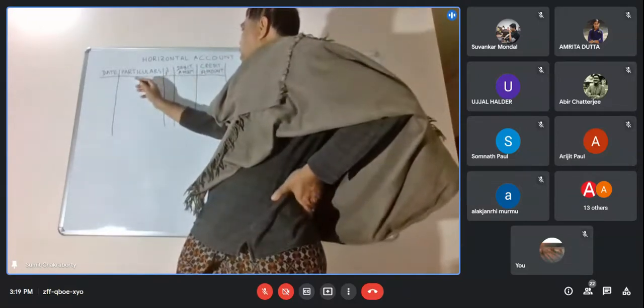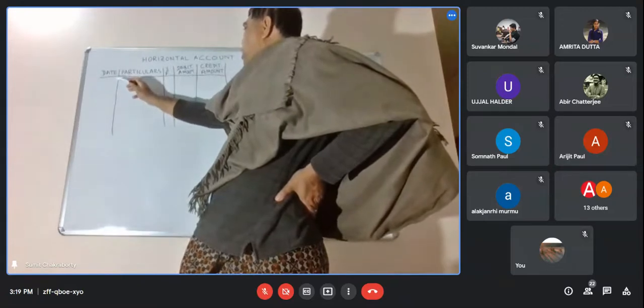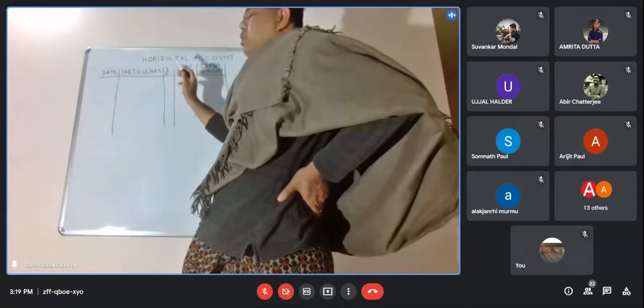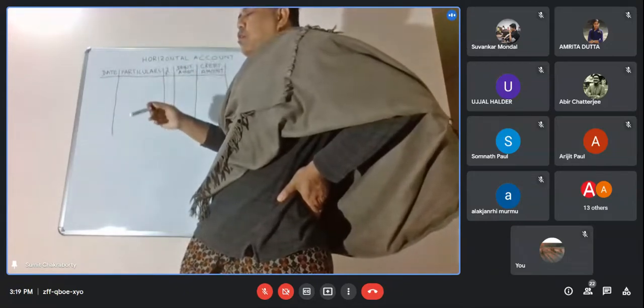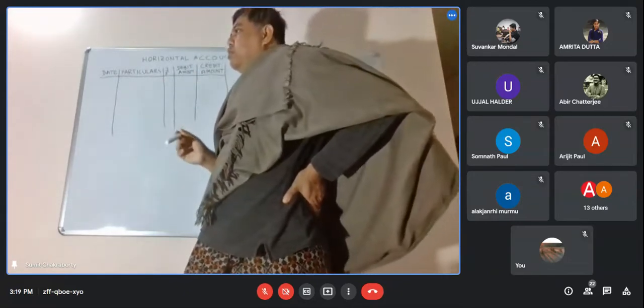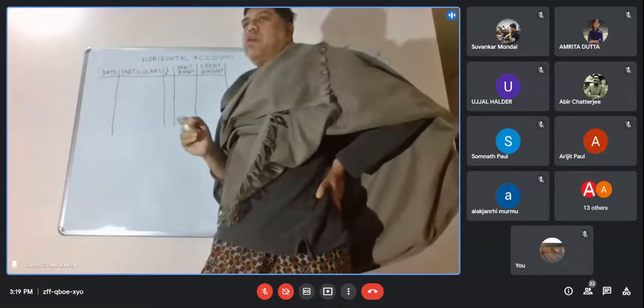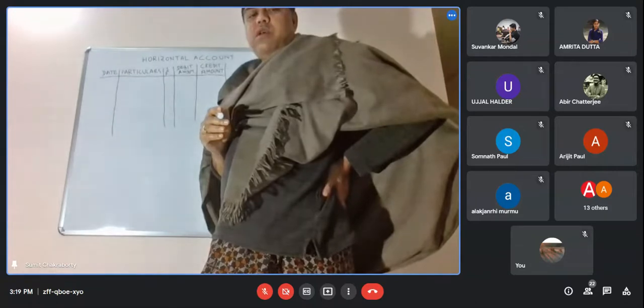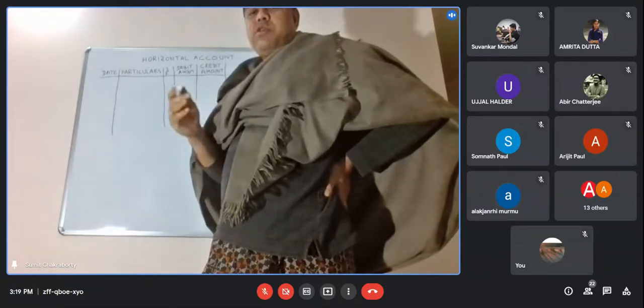So horizontal account is date, particulars. If it is a ledger, it is journal folio. What is ledger? What is journal? You will know later. And in accounting, do not get confused. You are confused right now, but your confusion will go away as and when we proceed further.